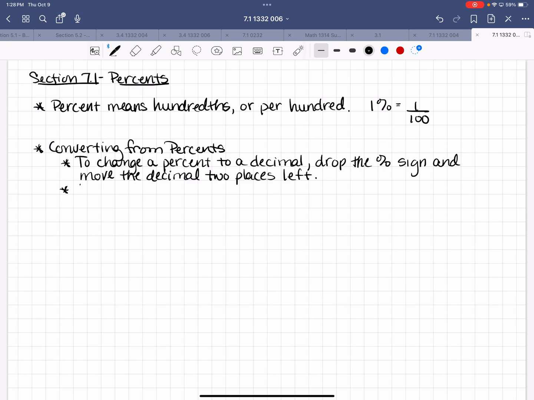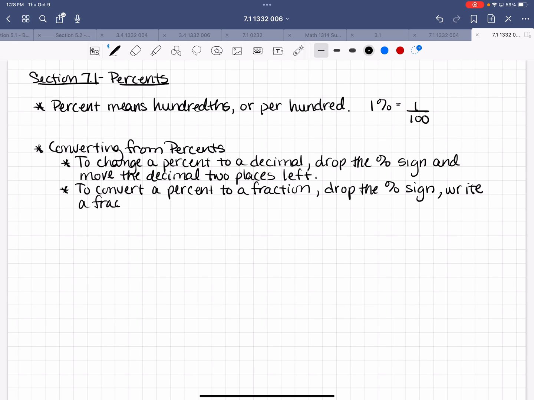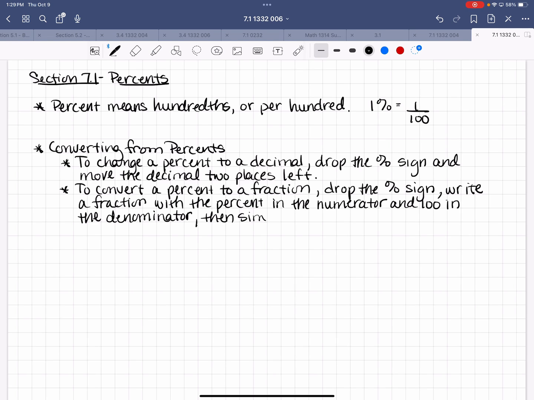If we are going to convert a percent to a fraction, we're going to drop the percent sign, and we're going to write a fraction with the percent in the numerator and 100 in the denominator. Then simplify or reduce. Okay?